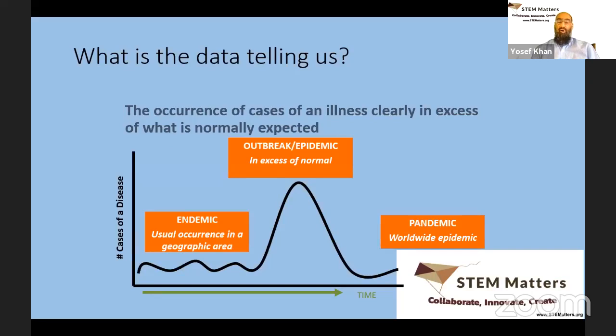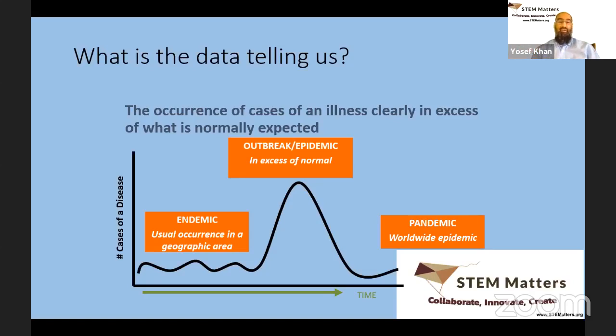And so we also have to pay attention to what the data is actually telling us. Is the occurrence of cases of a disease, is that what we would expect? Or is that in excess of what we would expect? Is that excess localized, or is it spread?